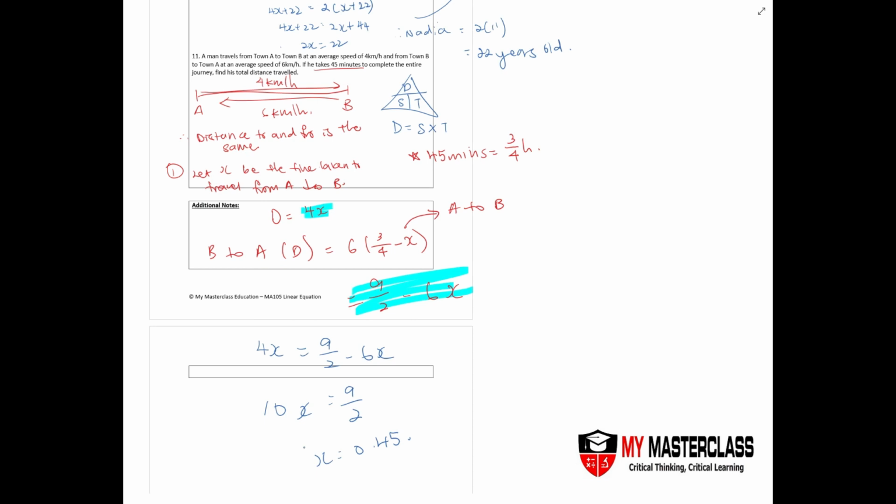Therefore, in terms of the total distance, it would be 4x first. This is the distance from A to B. So I'll take 0.45 multiplied by 4, and I get 1.8 kilometers. Since both distances are the same, your total distance would be 1.8 times 2, and this gives you 3.6 kilometers.